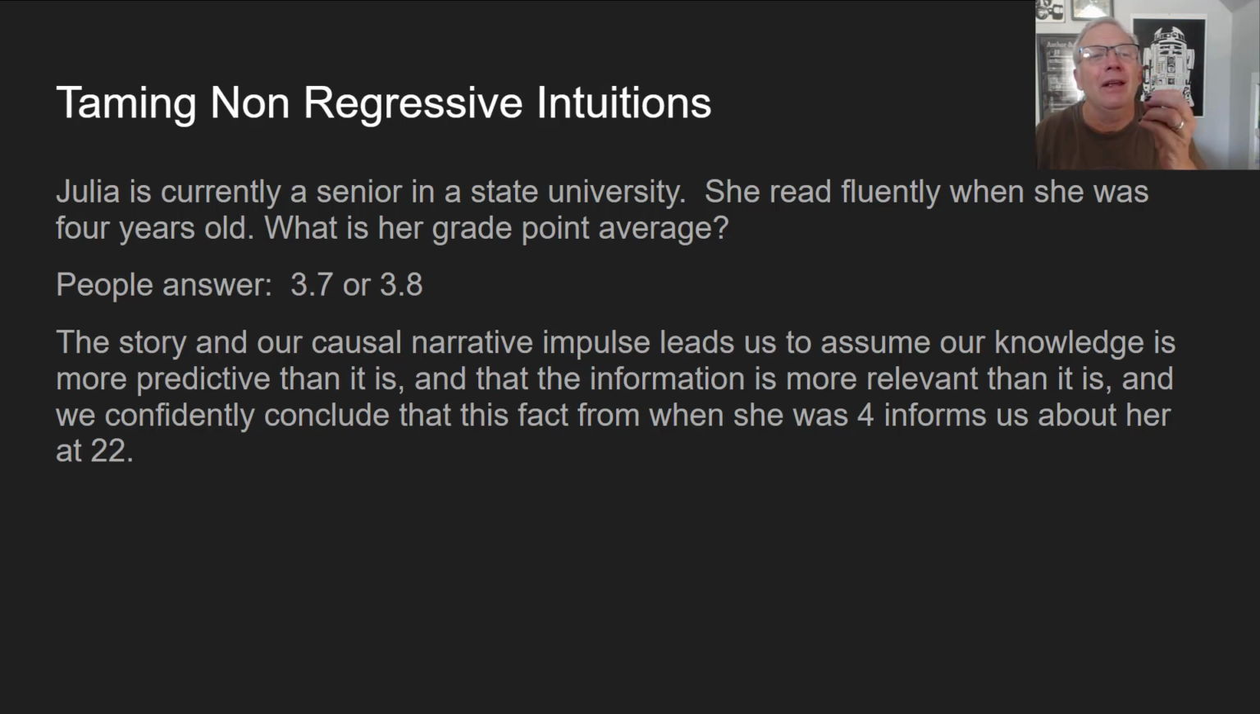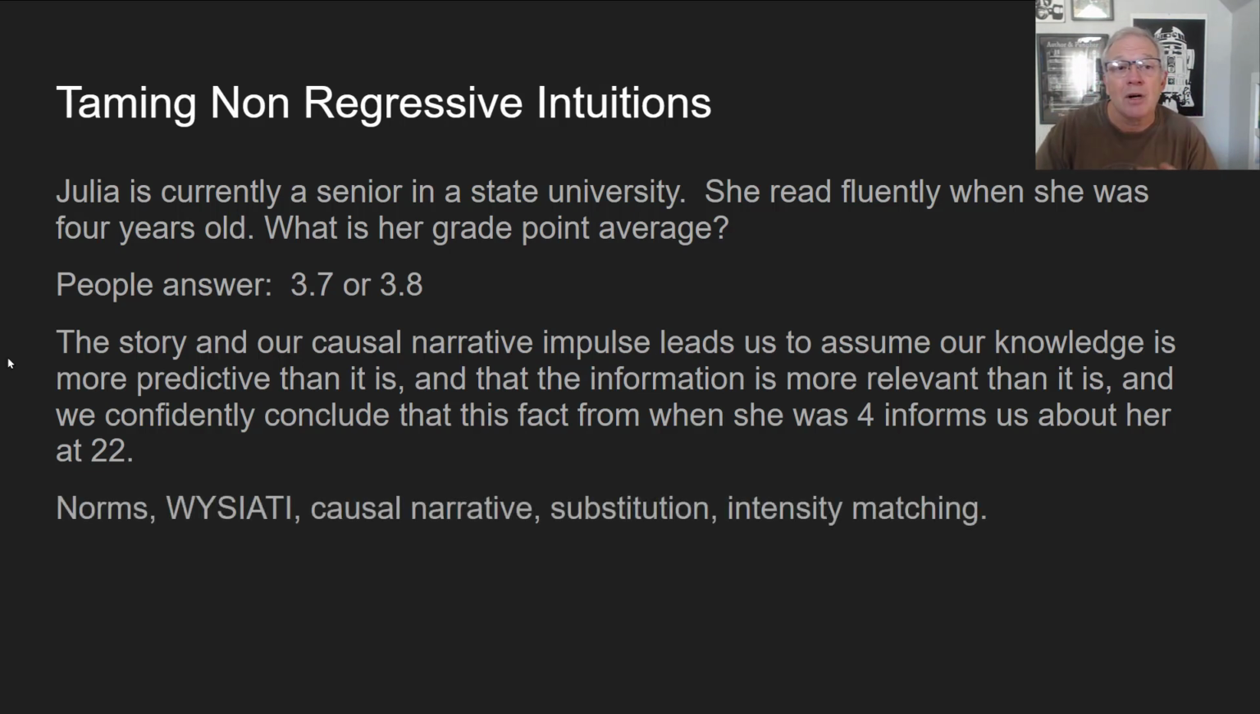Since that's the only information we were given, and Kahneman talks about this, what you see is all there is. That's all you can think about with Julia, that she's at university and she was a really precocious early reader at 4. So we tend to think, well, that makes Julia a super smart, high accomplishing student, right? The thing just locks together and fits nicely for us.